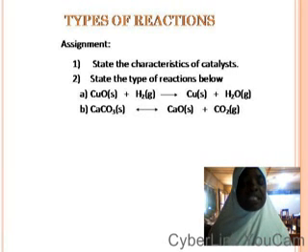As our assignment, state the characteristics of a catalyst. The second one is to state the types of reaction below. That is our assignment. So until we meet in another edition of this online class, I will advise you to go and look at oxidation and reduction reactions. We have different definitions for them. So this is where we are going to stop today.